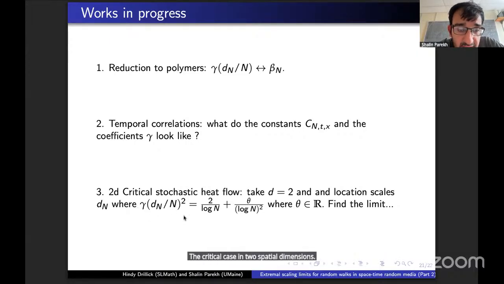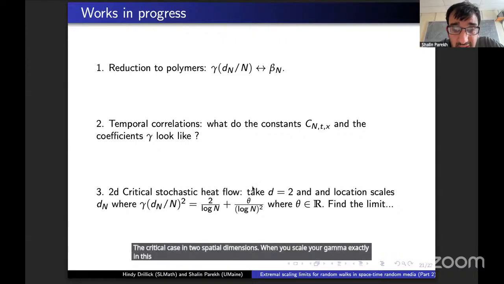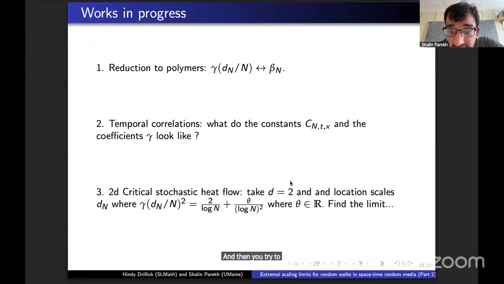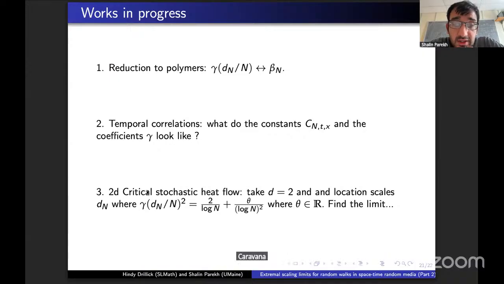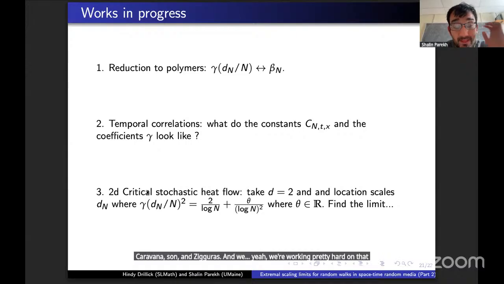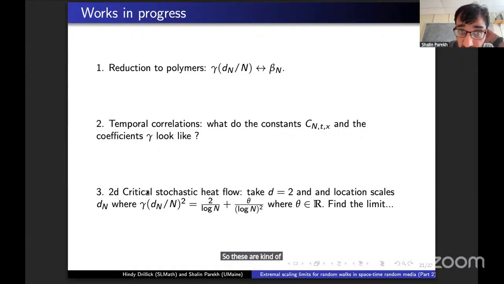And then finally, with Hindy and Jonathan, we're working on the critical case in 2 spatial dimensions, where you scale your gamma exactly in this way, and then you try to find the limit. The conjecture is that you get this critical 2D stochastic heat flow, which was recently constructed by Caravenna, Sun, and Zygouras. And we're working pretty hard on that. So these are the main works in progress right now.